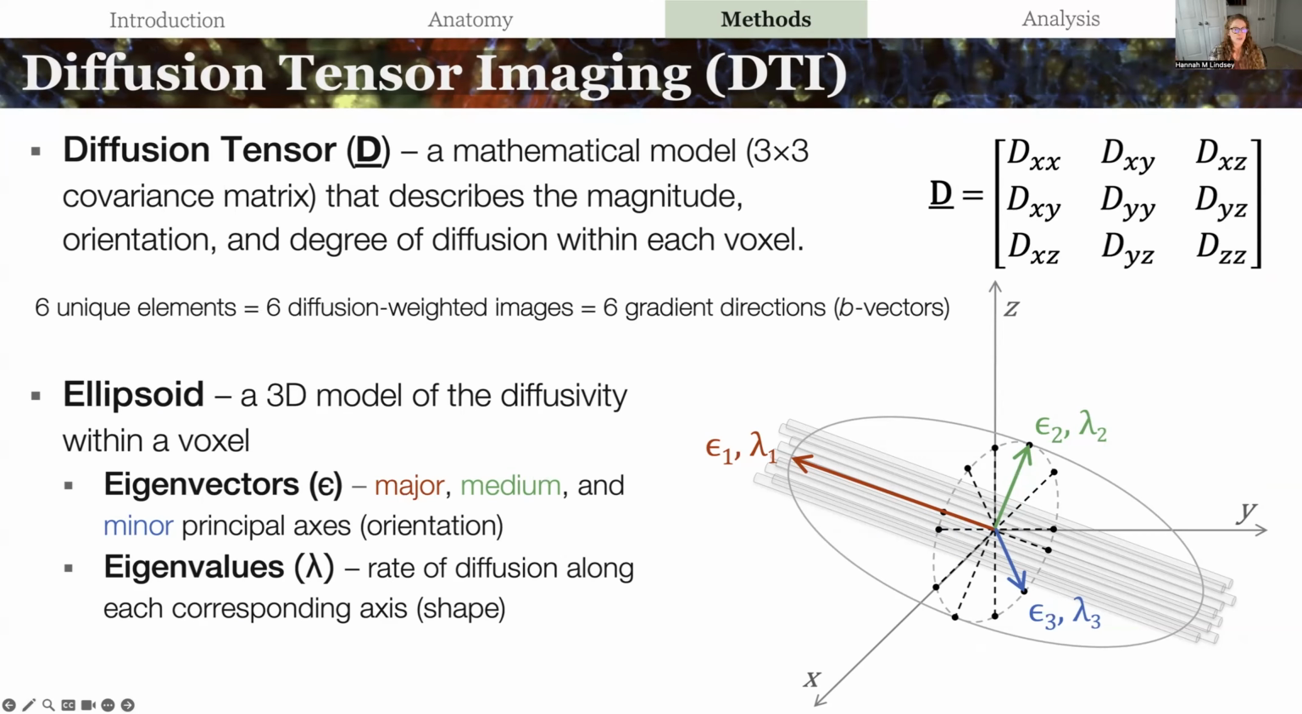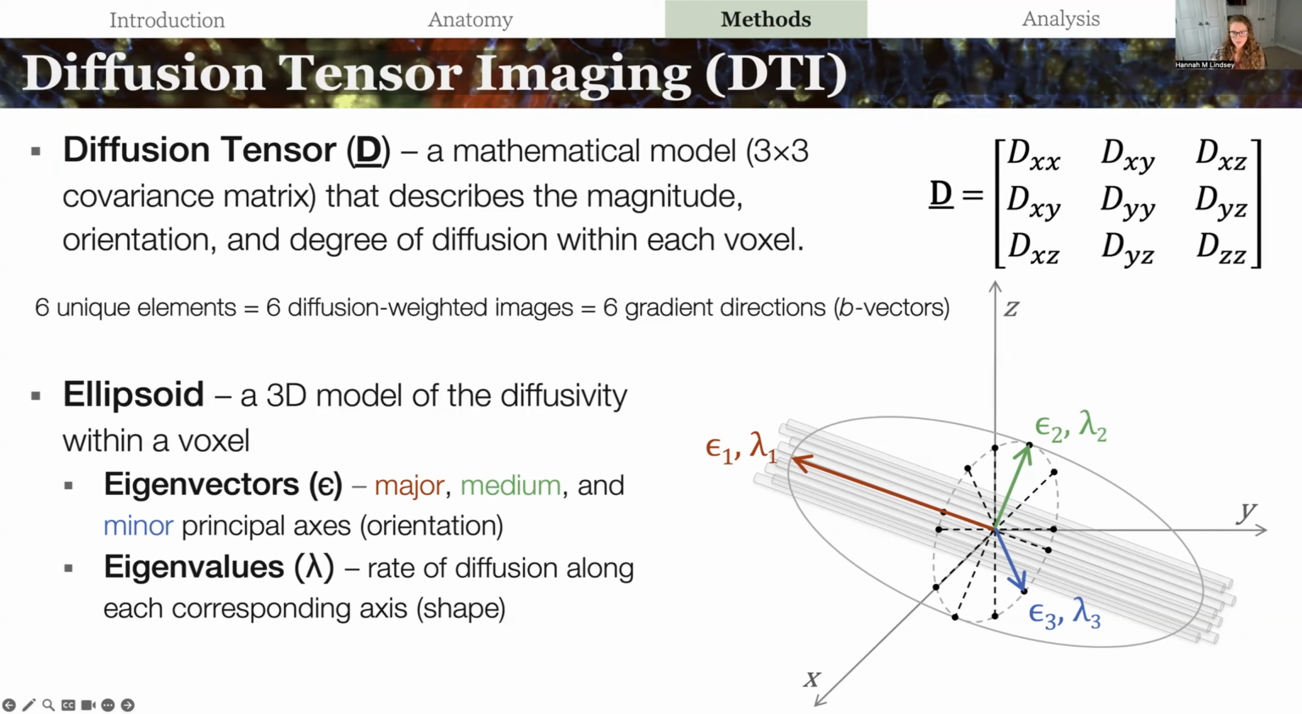This information is estimated from 6 diffusion-weighted images, and each is acquired along one of those 6 unique gradient directions. And we also collect one unweighted reference image, and this is called the B0 image. The diffusion tensor can be visualized as an ellipsoid, as in down here, and this is within each voxel. And the ellipsoid provides an intuitive representation of water diffusion.